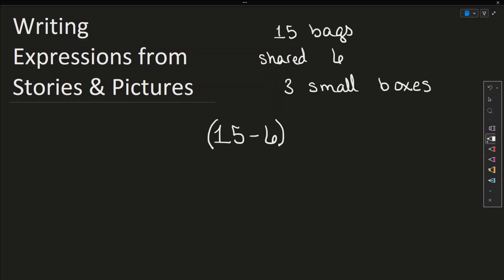So our expression is (15 minus 6) divided by 3. The parentheses matter here. They show that we first find out how many bags remain, and then we divide by 3. Without the parentheses, the expression would not clearly match the story.